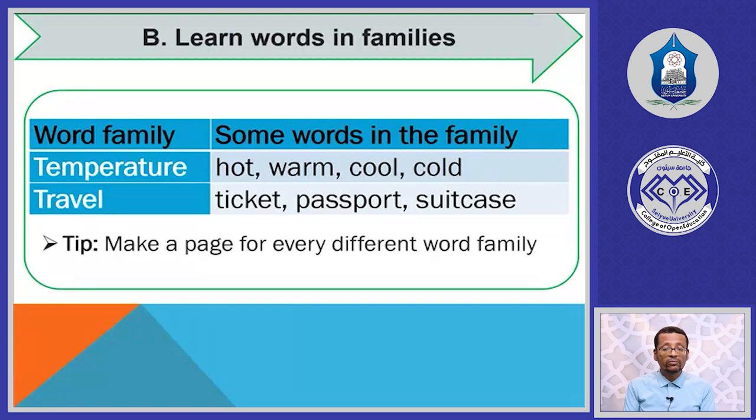A piece of advice for you is to make a page for every different word family. So one page, put it like for furniture in your notebook, and another page for travel, one page for sports. So put only under this big title all words that are related to it. So this is one way to help you learn words quickly and easily, and to remember them also whenever you want them.